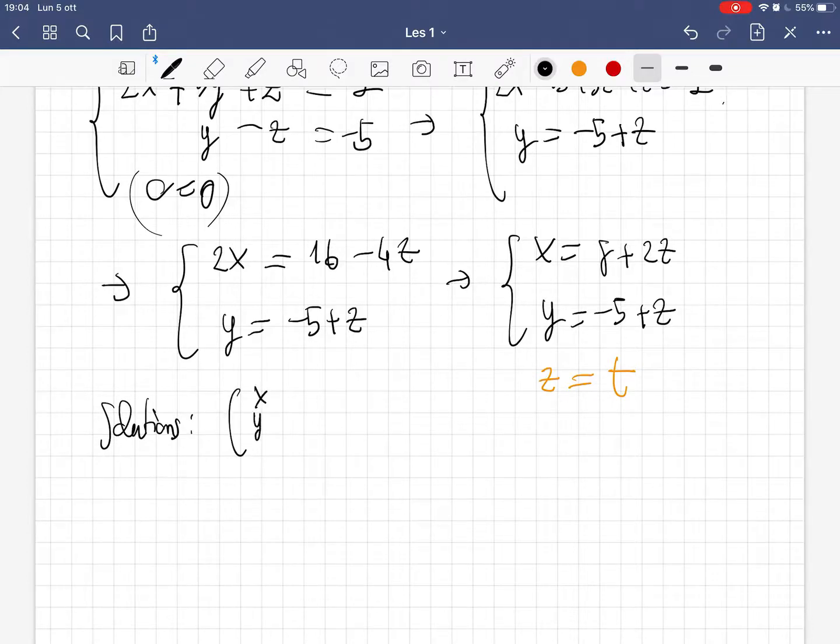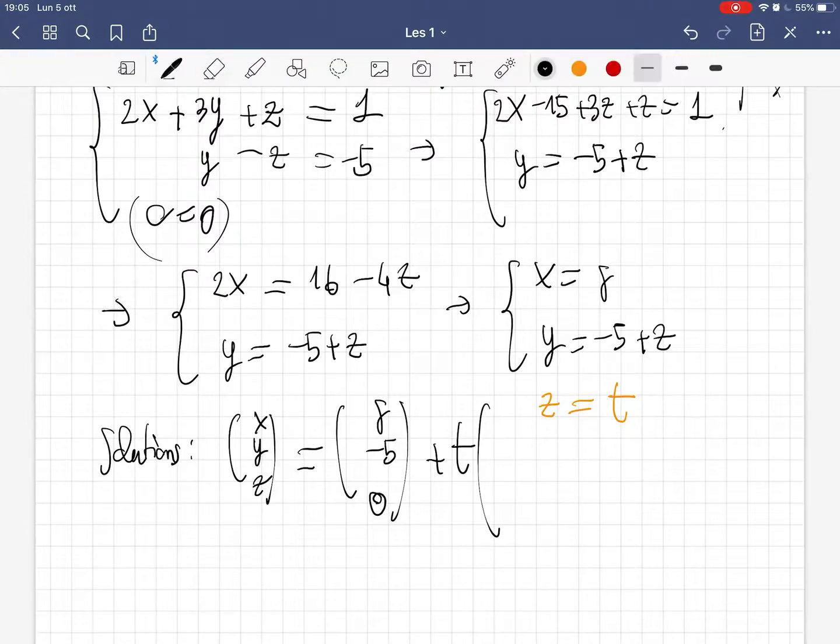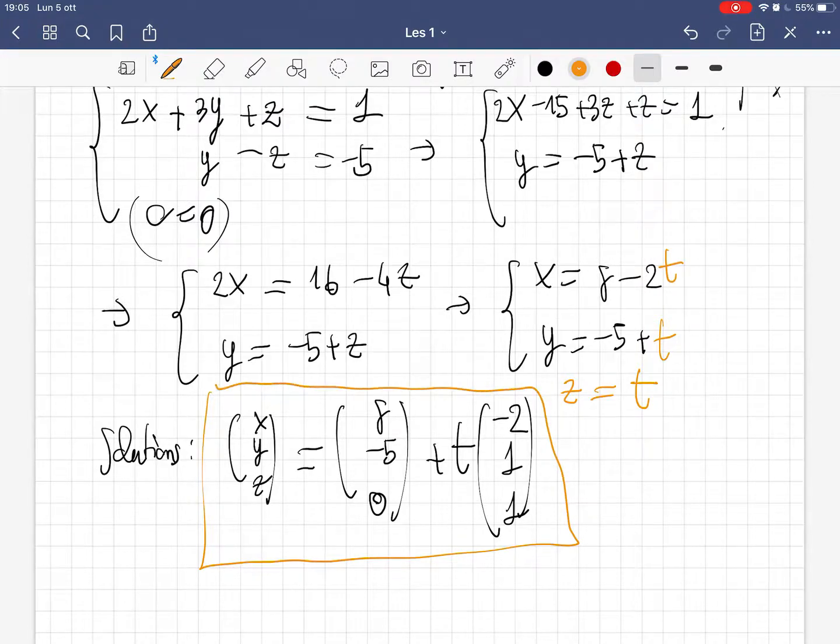You can write it in this form if you want, as a vector. You have something, and something which is multiplied by t. Sorry, there is an error here. This is minus 2, z. Okay, so this is minus 2. Let me just substitute this, t. Okay, this is minus 2. Sorry, just wait a minute. Okay, this is better. This is minus 2. This is 1, and then 1, and then 1. So the general solution is described in this way.